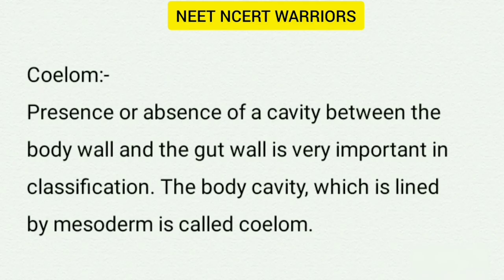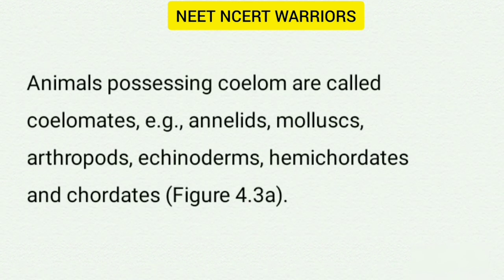Topic: coelom. Presence or absence of a cavity between the body wall and the gut wall is very important in classification. The body cavity, which is lined by mesoderm, is called coelom. Animals possessing coelom are called coelomates. Example: annelids, mollusks, arthropods, echinoderms, hemichordates and chordates. You can see in figure 4.3a.